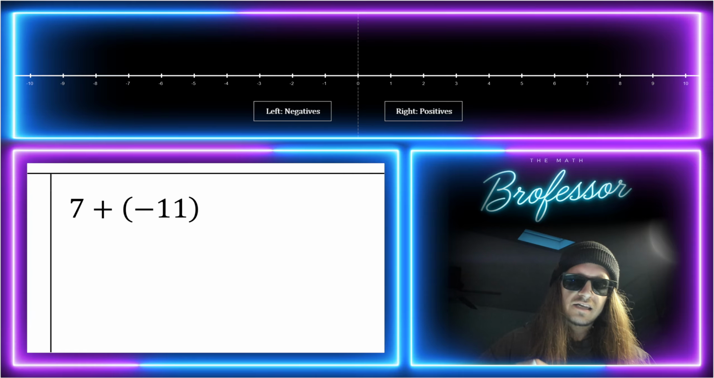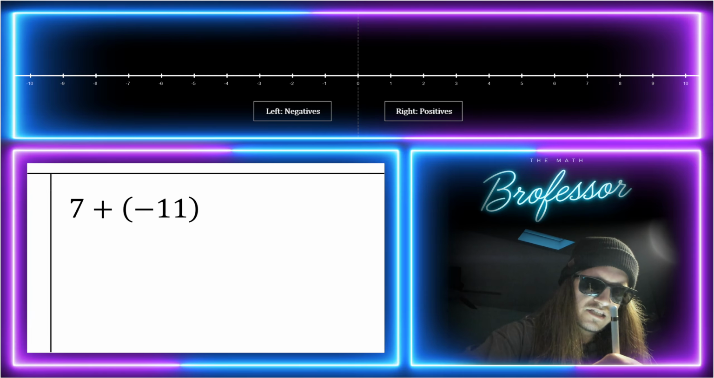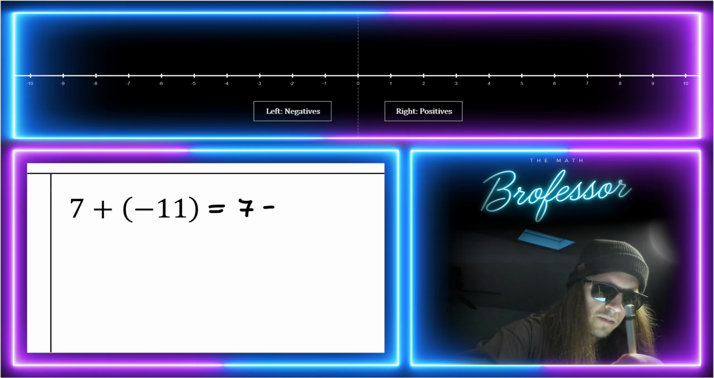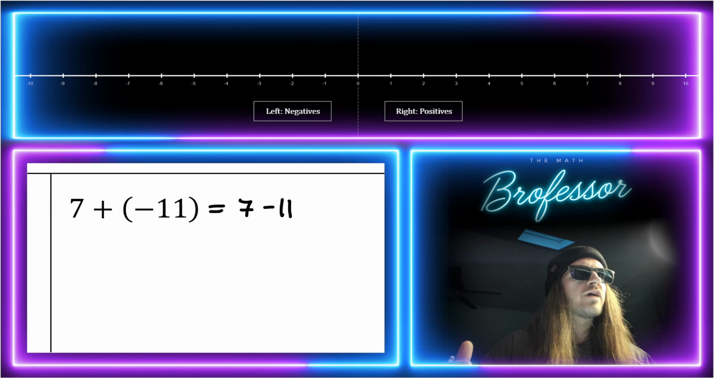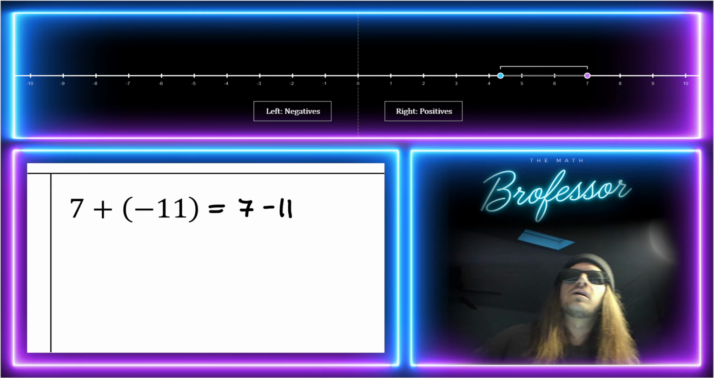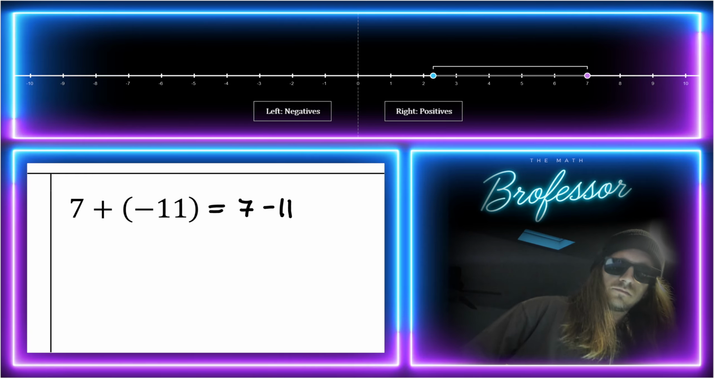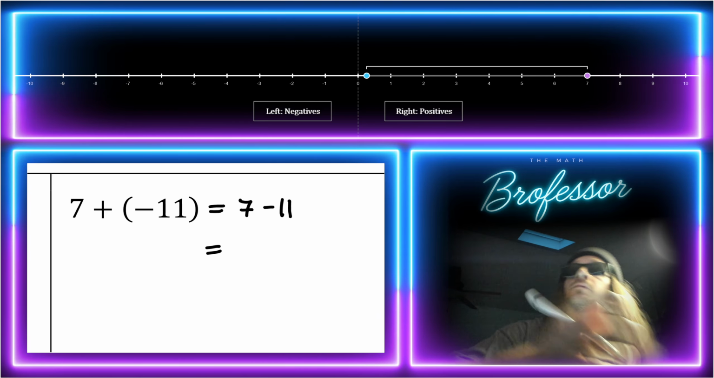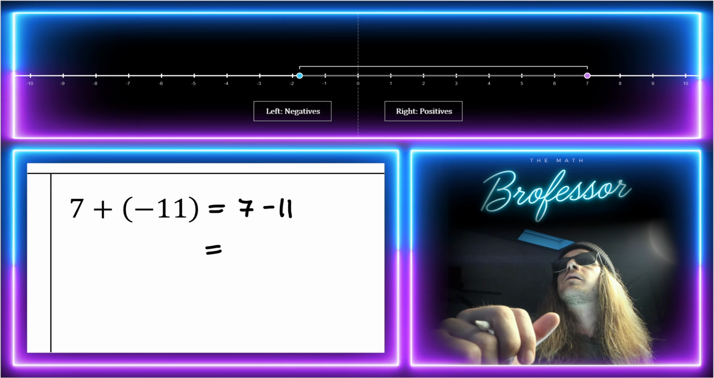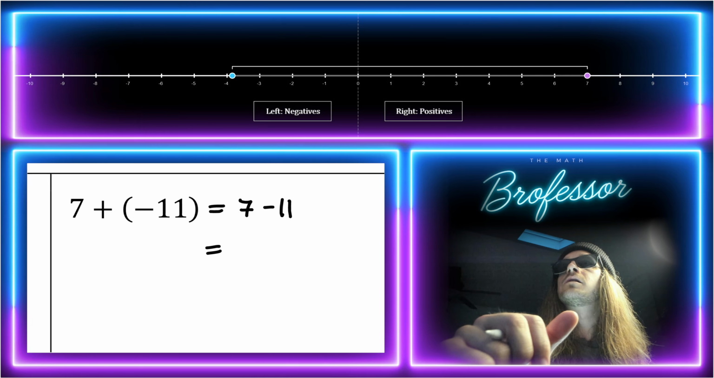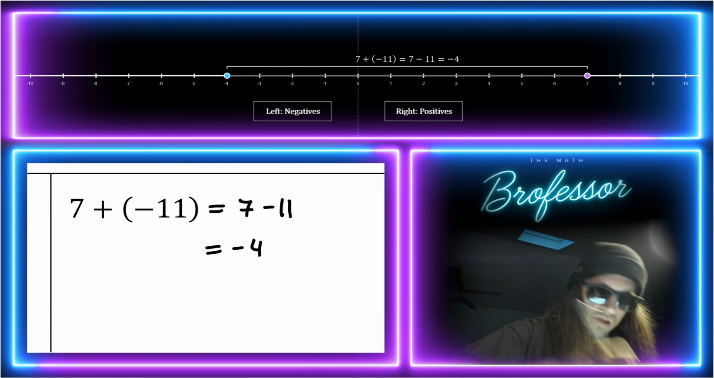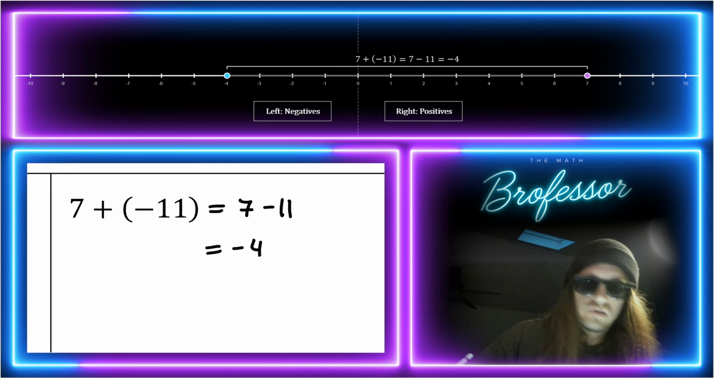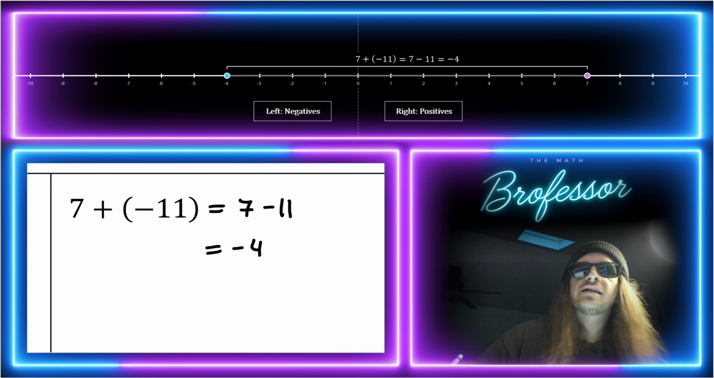Seven plus negative 11 is the same thing as 7 minus 11. Same thing, less writing, less clutter. Start at 7 and move left 11 units. Nine, 10, 11. There we go. It's negative 4. So 7 plus negative 11, which is really just 7 minus 11, is negative 4.